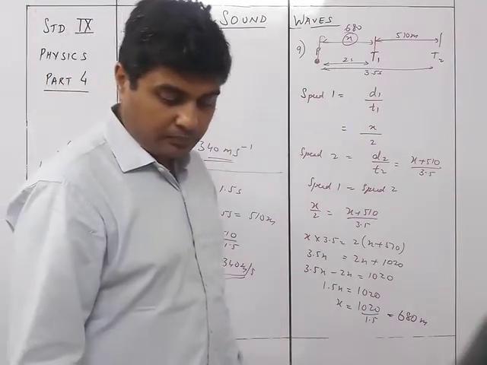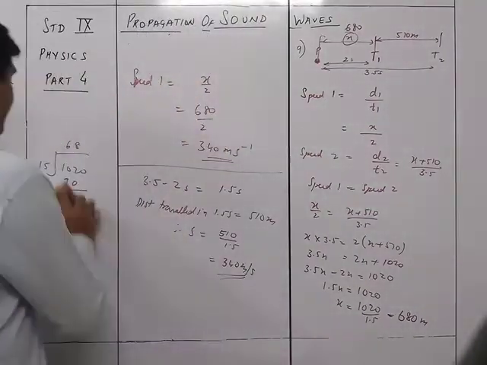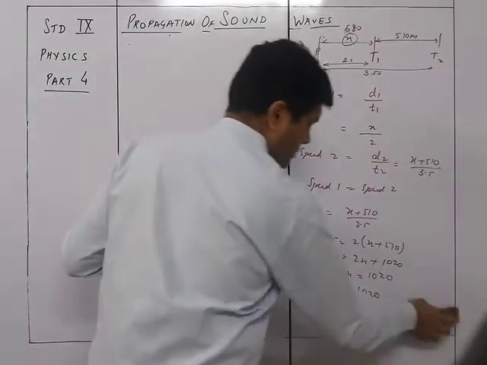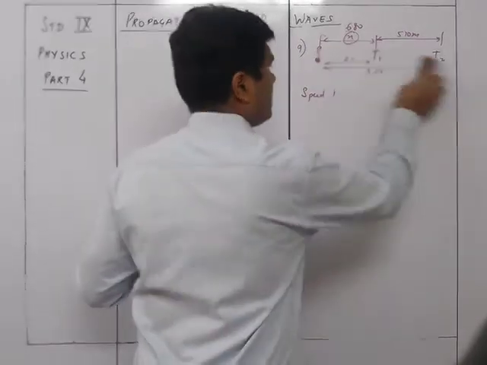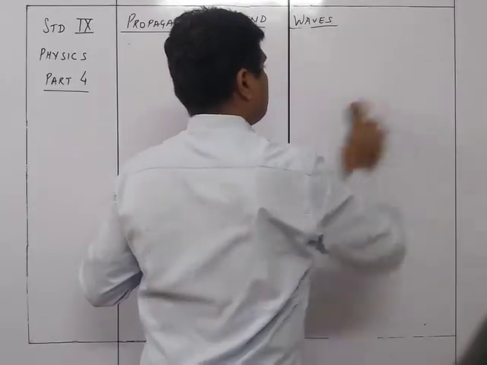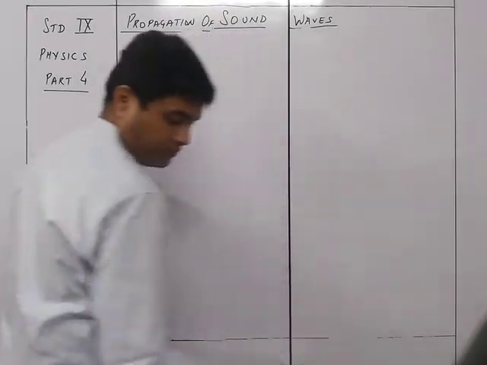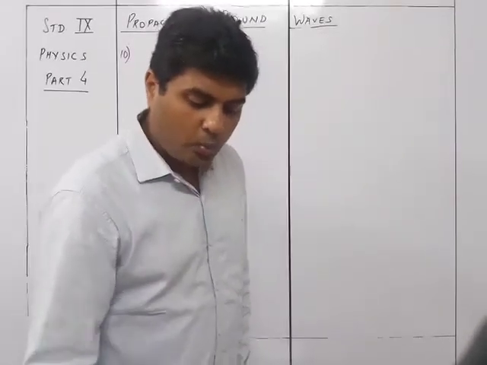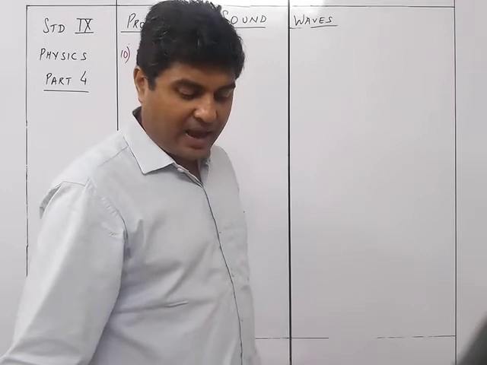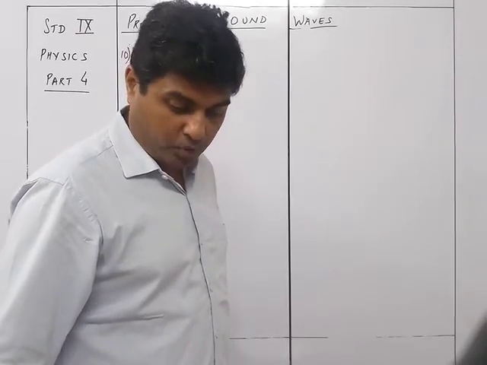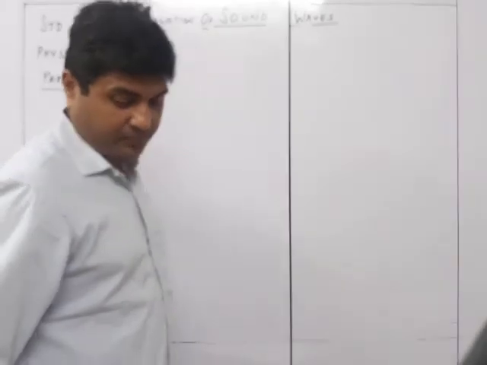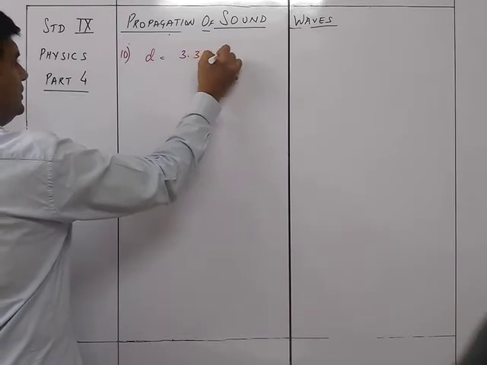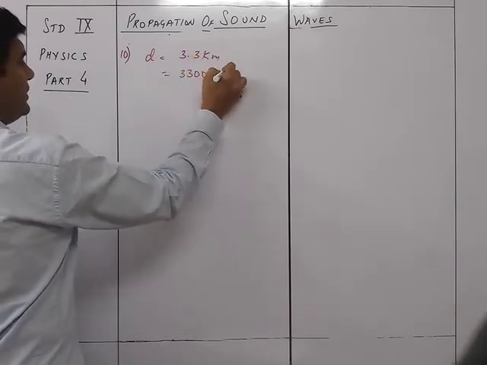We now see the next one, that is sum number 10. How long will a sound take to travel in an iron rail and in air, both 3.3 kilometers in length? They have given here that the distance is equal to 3.3 kilometers, which is 3300 meters.